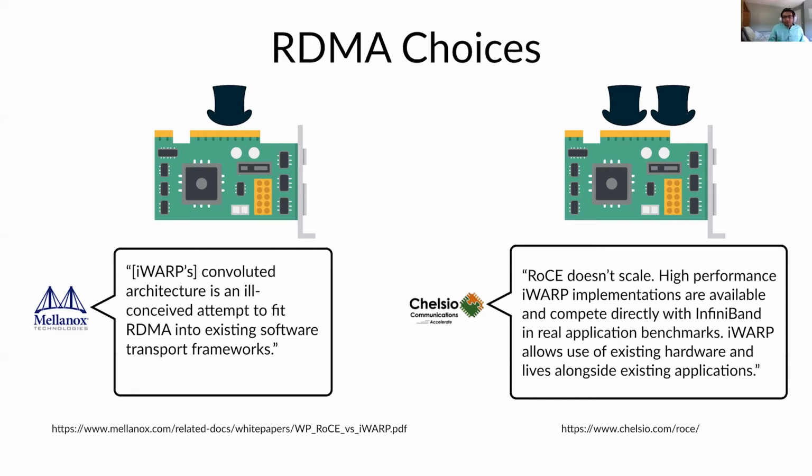The ultimate answer to this question is going to depend on which set of salespeople you talk to. So Mellanox is a company that is very pro-RoCE, and Chelsio is a company that is pro-iWarp, but there are valid points on both sides.